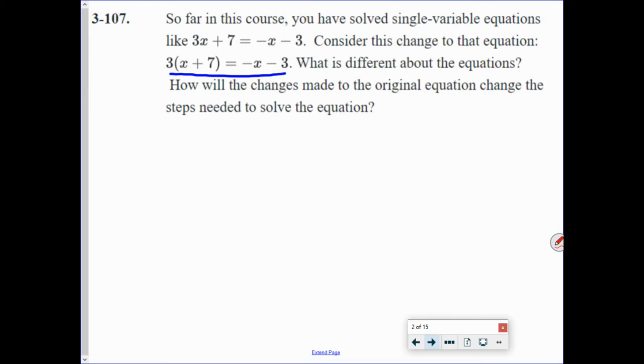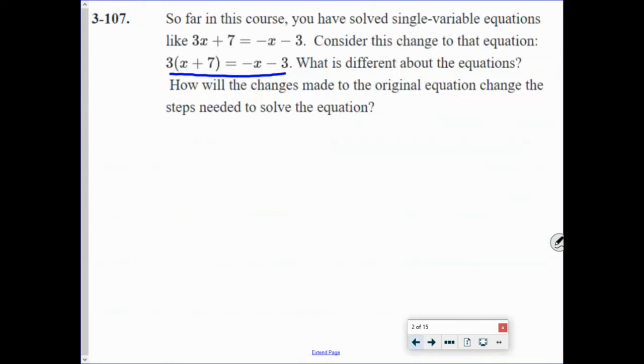Consider this change to that equation. And it's right there. See it? I'm not going to say it. What is different about the equations? How will the changes made to the original equation change the steps needed to solve the equation? So that's problem 107, okay?